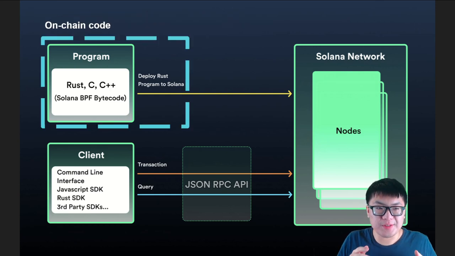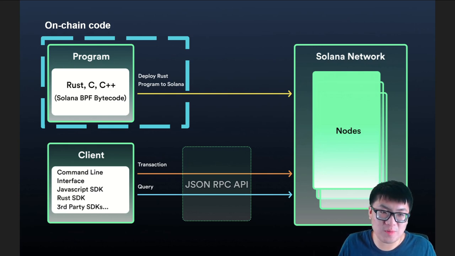The first piece of this puzzle is the on-chain code. The on-chain code is essentially the smart contract code that you write, and in the case of Solana, it's written in Rust, C, and C++. We'll mostly be diving into Rust because it's the most loved language four years in a row, I believe, according to Stack Overflow. So we write our smart contract in Rust.